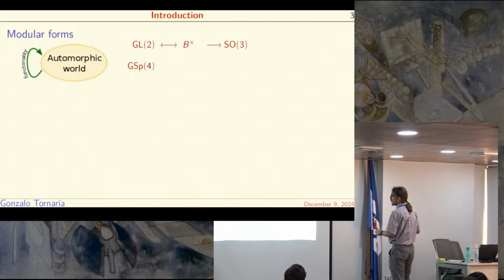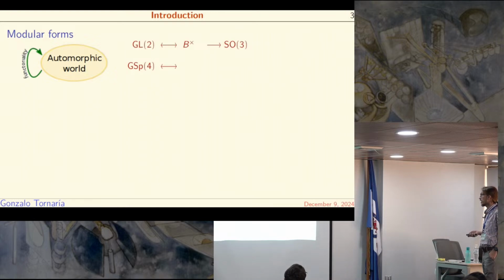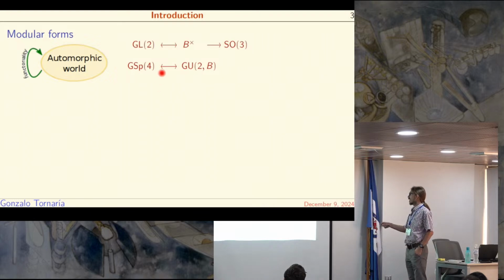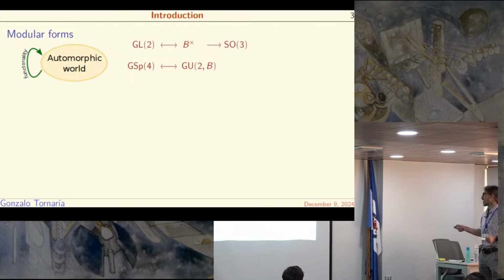And if you want to do something similar for GSp4, it turns out GSp4 has an inner form, which I call here GU2(B). You have to think of it as invertible 2 by 2 matrices over the quaternion algebra. So this is really 2 by 2 matrices over B that preserve some Hermitian form. That's the analog of GSp4. I mean, GSp4 is 4 by 4 matrices that preserve a symplectic form.